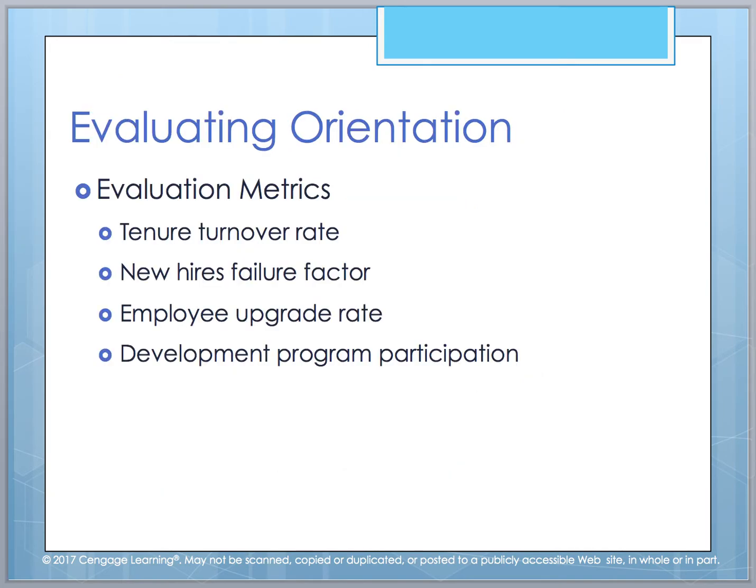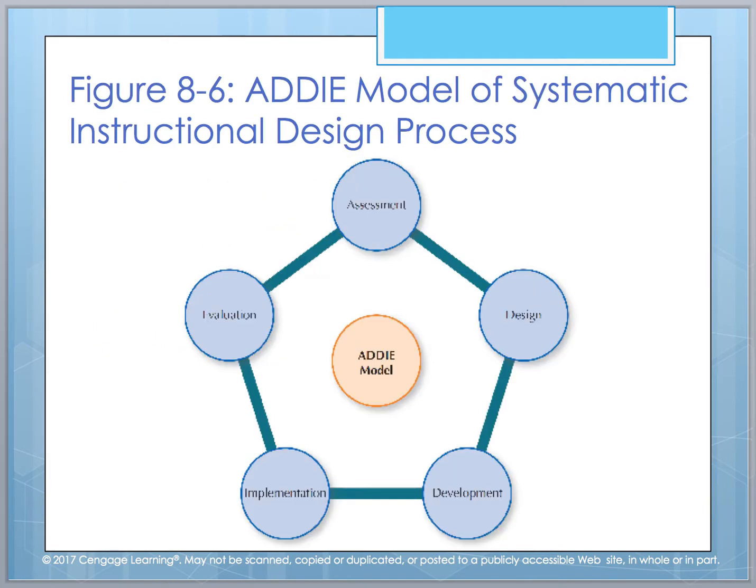So how do we go about evaluating? There are certain metrics that we can use. We can look at the tenure turnover rate. Those are people that have been well established within the organization and how quickly they have left the organization. You could look at the failure rate of new hires, how many people make it through the first 90 days or not. You can look at how many employees upgraded, as well as the development program participation.